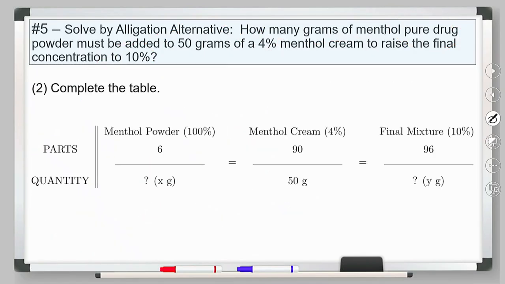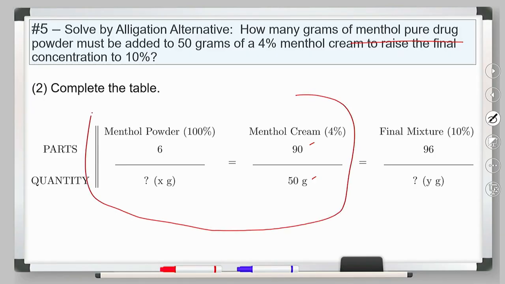So if I set that proportion up, I know my 90 parts of the 4% cream is going to correspond to 50 grams. And I put my P over my Q. I can set that equal to all of my other parts over quantities and just ask myself, what am I solving for? I want to know how much pure drug powder. So I'm going to do these together. So this is my thing.